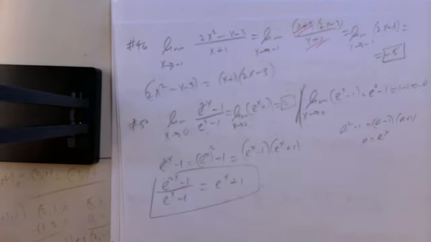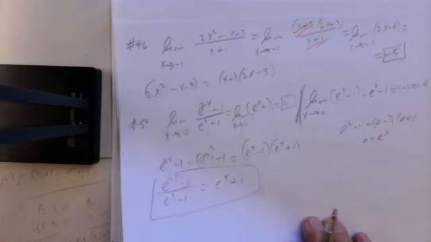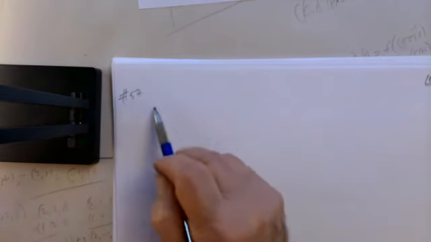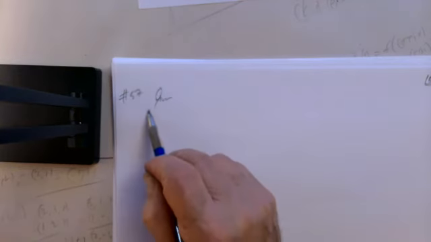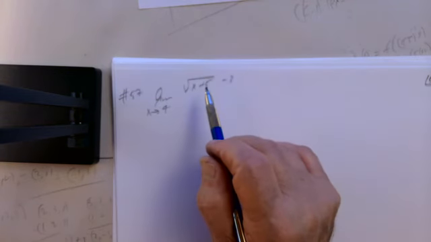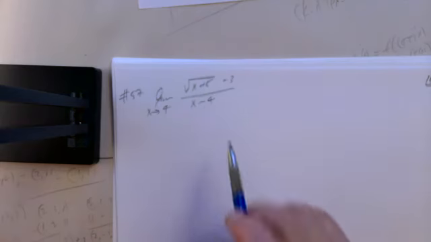Okay, well, let's do another couple of problems because it's a lot of fun. Let's do some that involve rationalizing. So number 57. This is the limit as x goes to 4 of the square root of x plus 5 minus 3 over x minus 4. And again, you can't plug in x equal 4 because the denominator would be 0, which is not good.